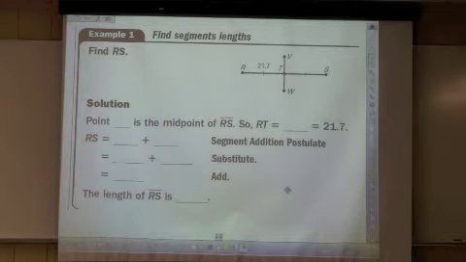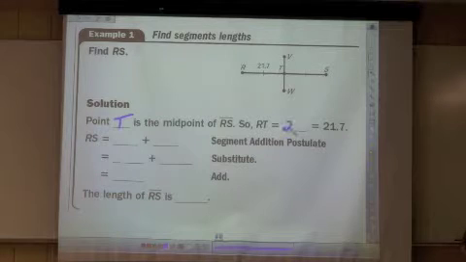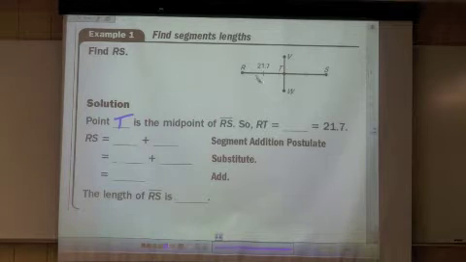Find segment lengths. Let's see. What point's the midpoint up there? T. Okay? T. It bisects R and S. T is the midpoint. So if we know RT is 21.7, what else is going to be 21.7? TS, yeah. Midpoint. It just cuts the segment in half.